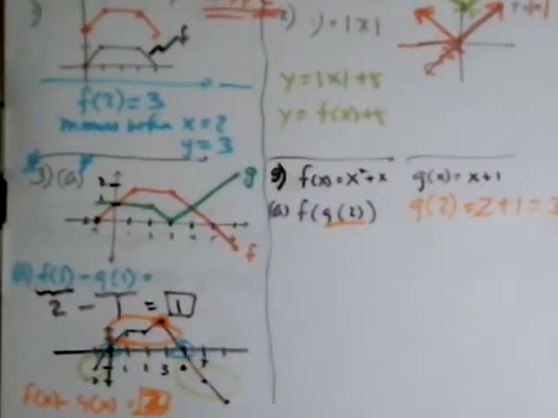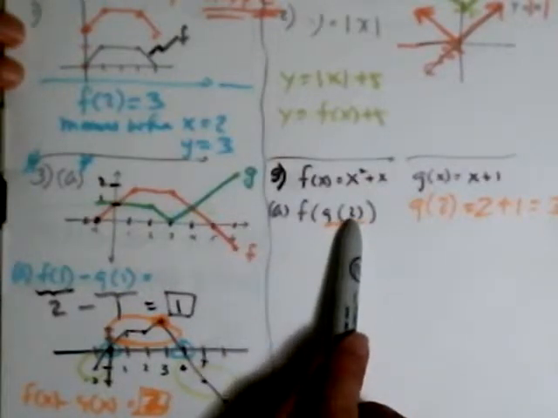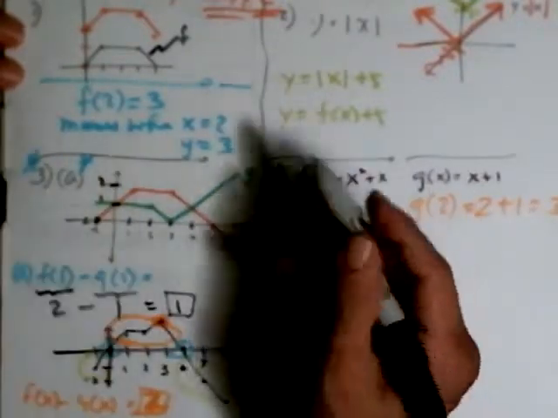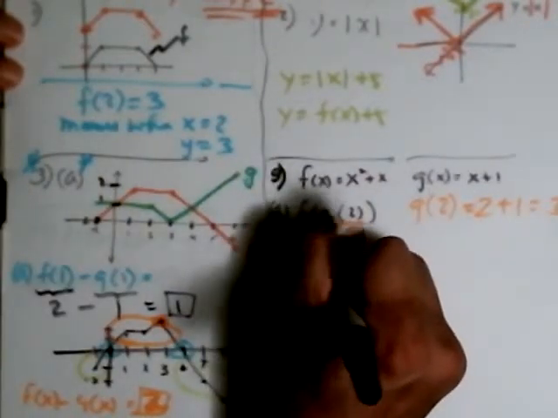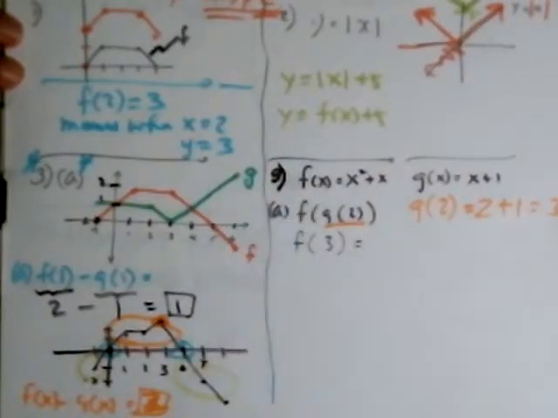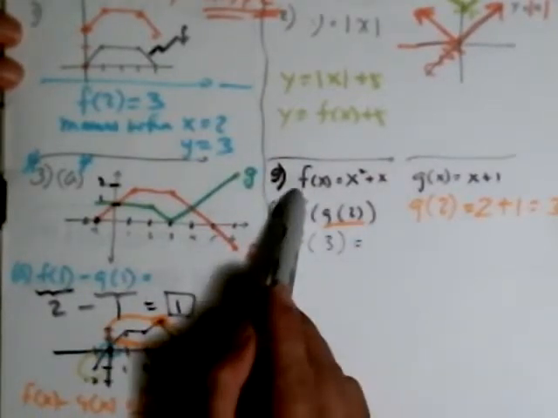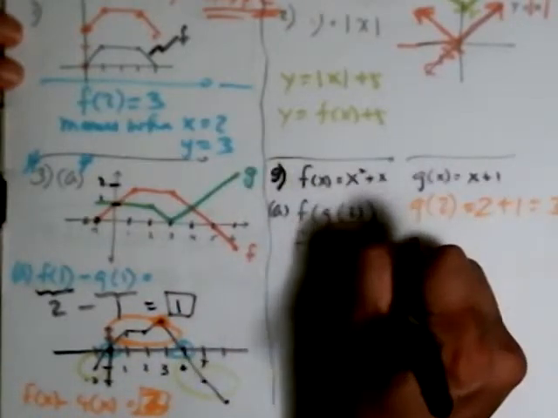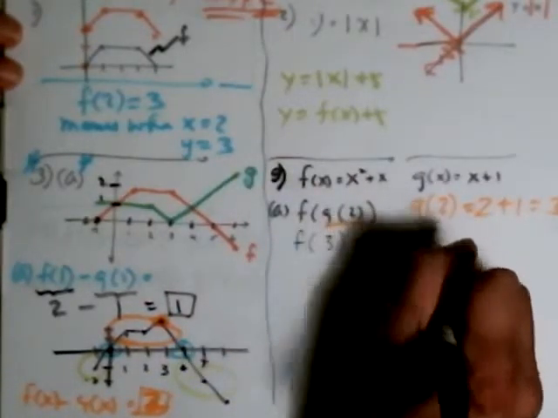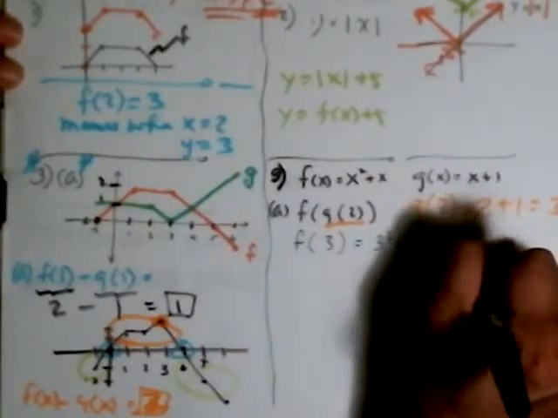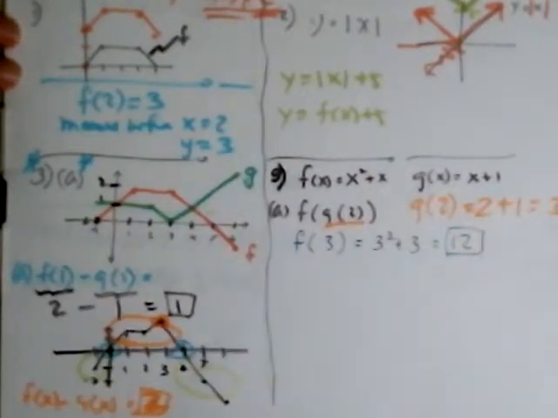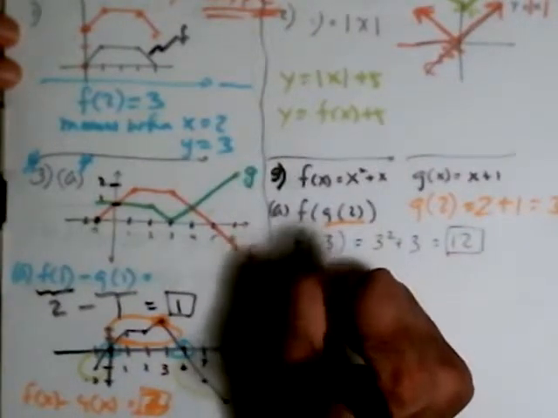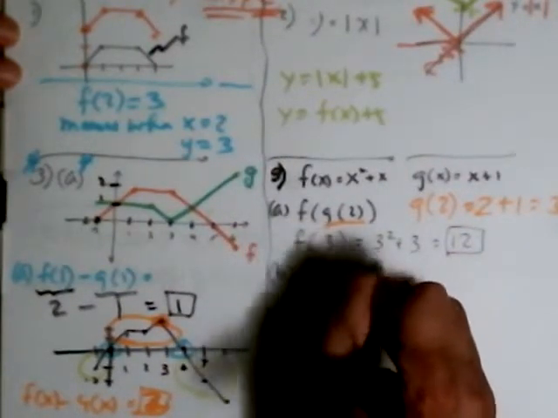So that's replaced g of 2. When x is 2, my y value is 3, so that's replaced with 3. So that's the same thing as f of 3. Looking at my f function, which is located right here, when I input 3, it's going to be 3 squared plus 3. 9 plus 3 is 12. And there it is.